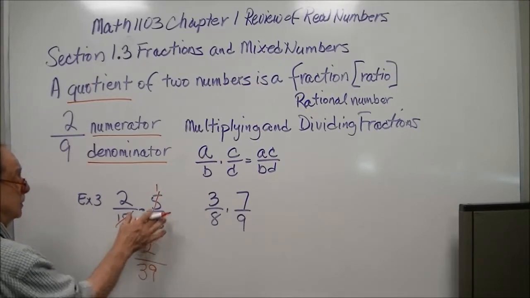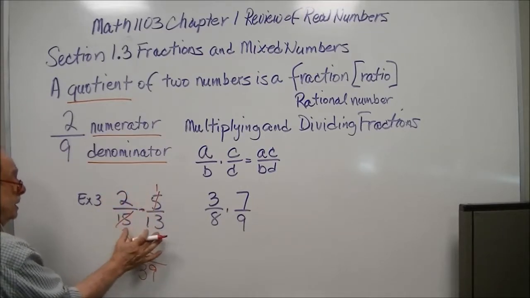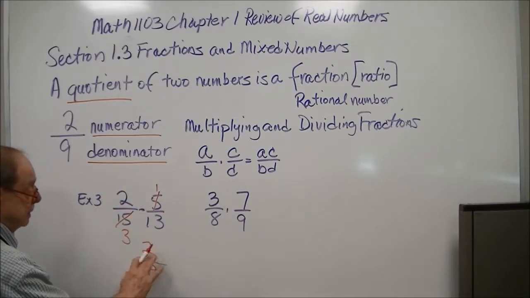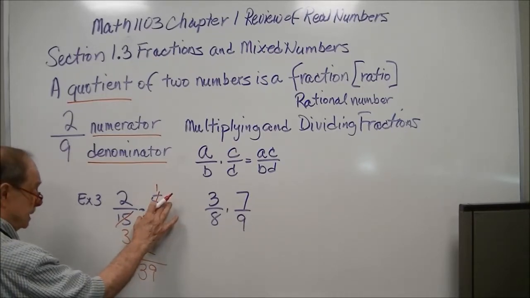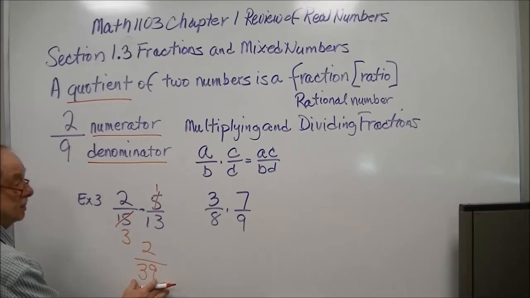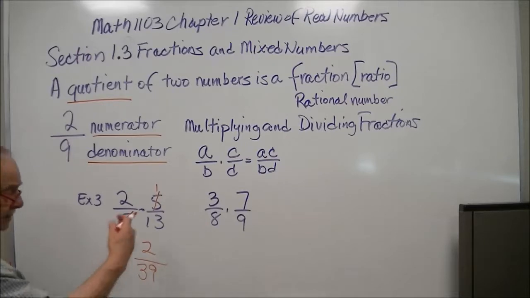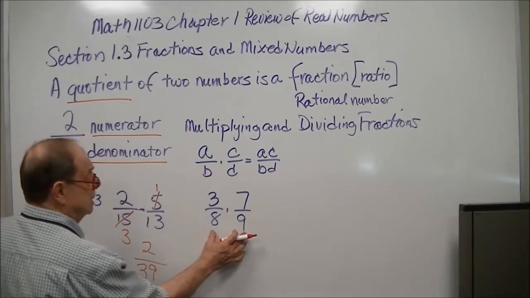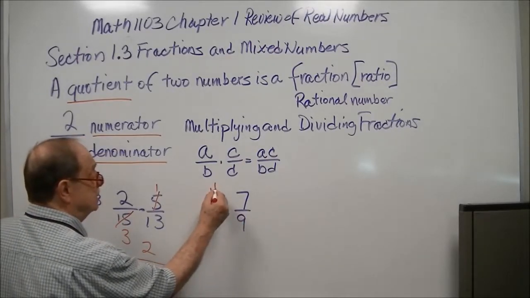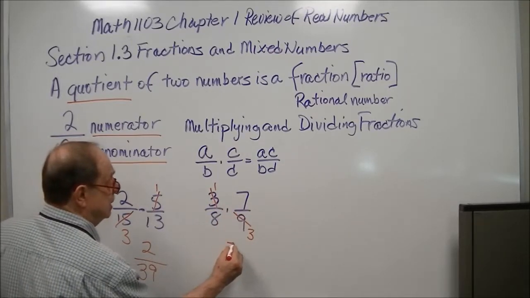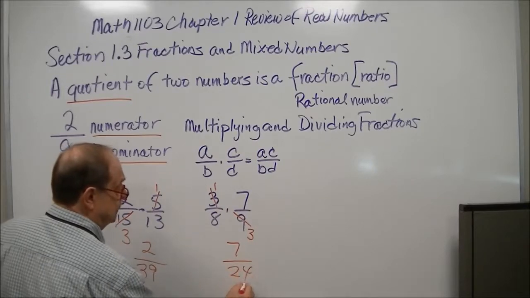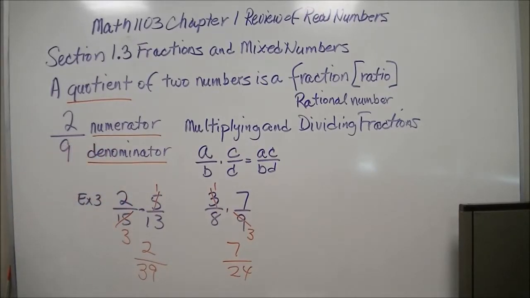Now, by the way, if you've done the canceling up in here, when you get this answer, there'll be nothing else to cancel out. If you didn't do the canceling here, then you would have to simplify this answer. All right, this is just another one that we had. Again, 3 goes into there once, 3 goes into there 3 times, and we end up with 7/24. This is multiplying fractions.